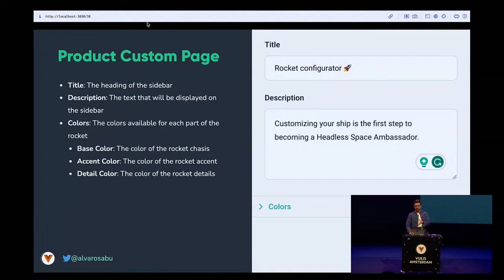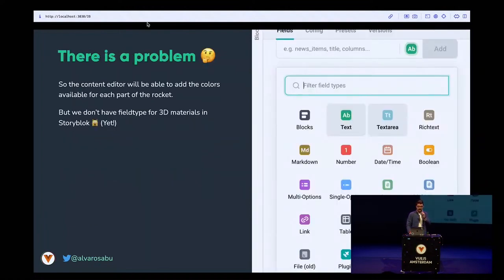So this is a little bit how it looks in Storyblok. But there is a big problem here, and that is we have a bazillion field types for everything: text, rich text, multi-option, but there was nothing that I could use for materials, like 3D materials.